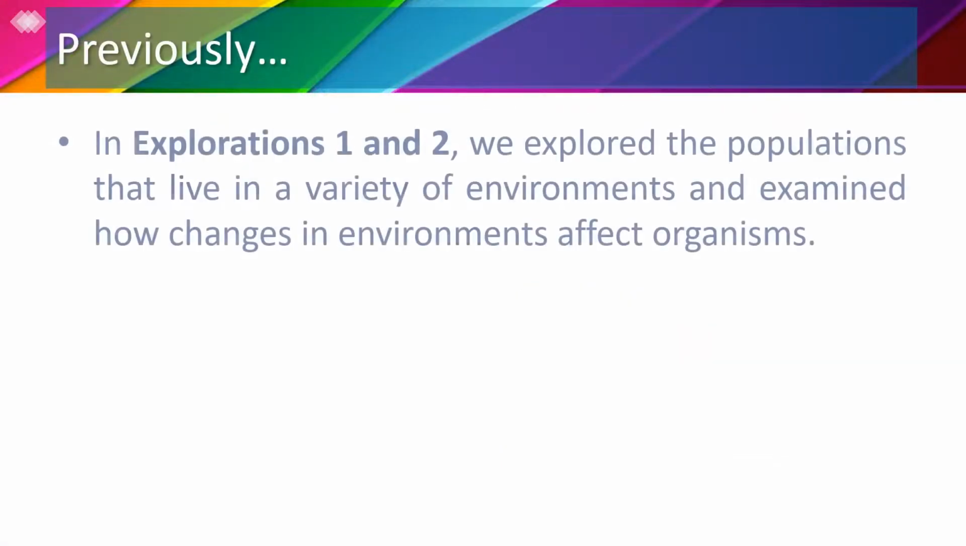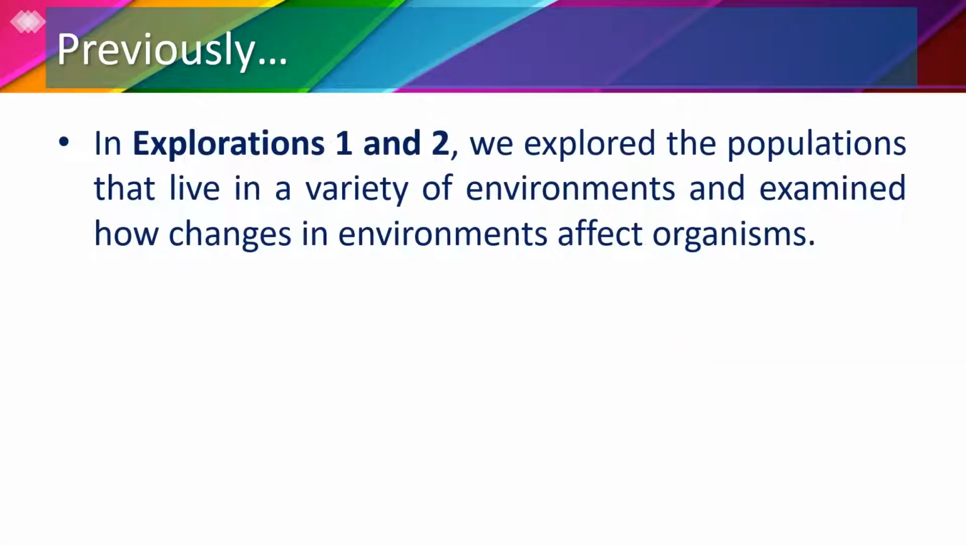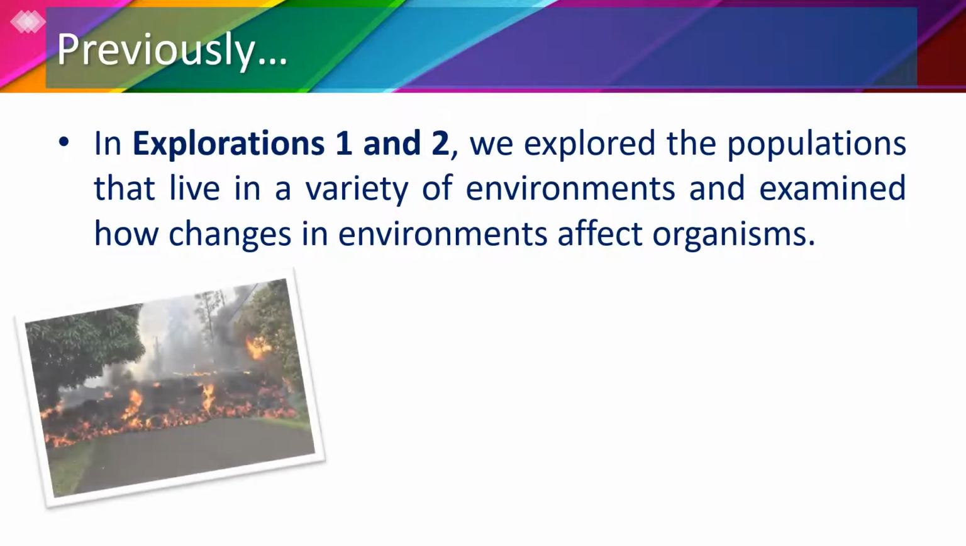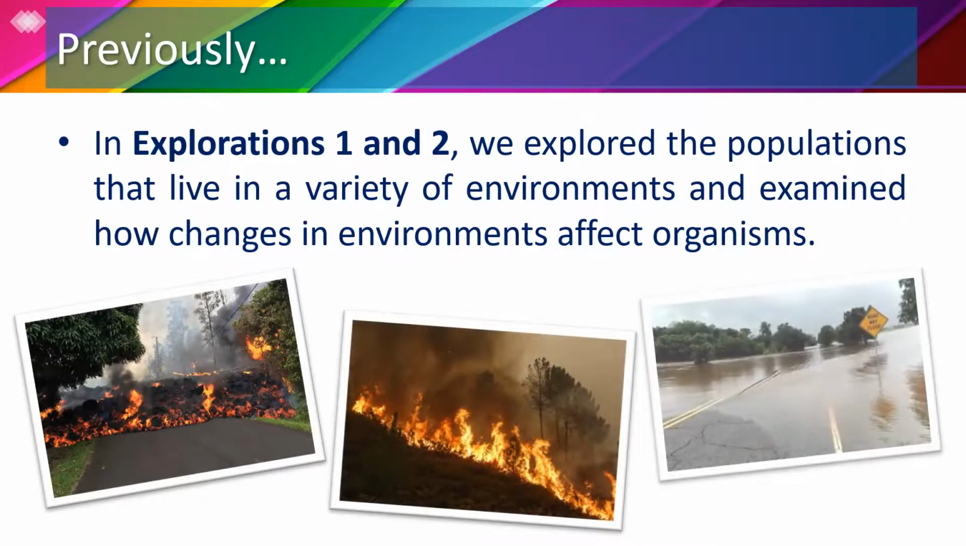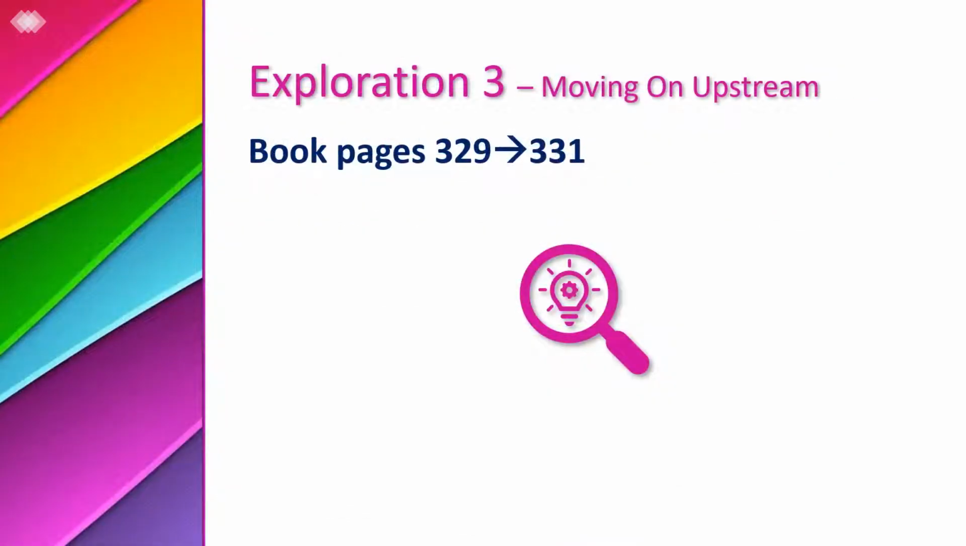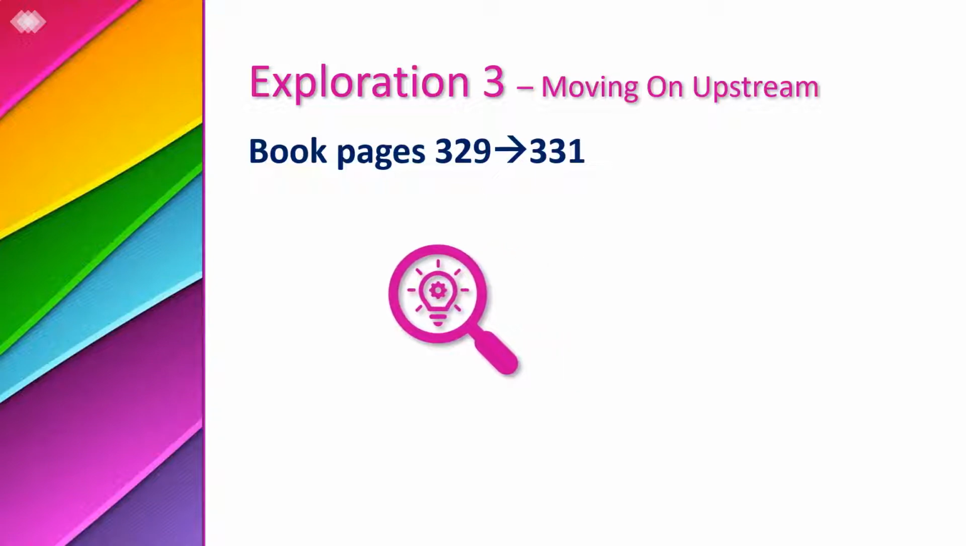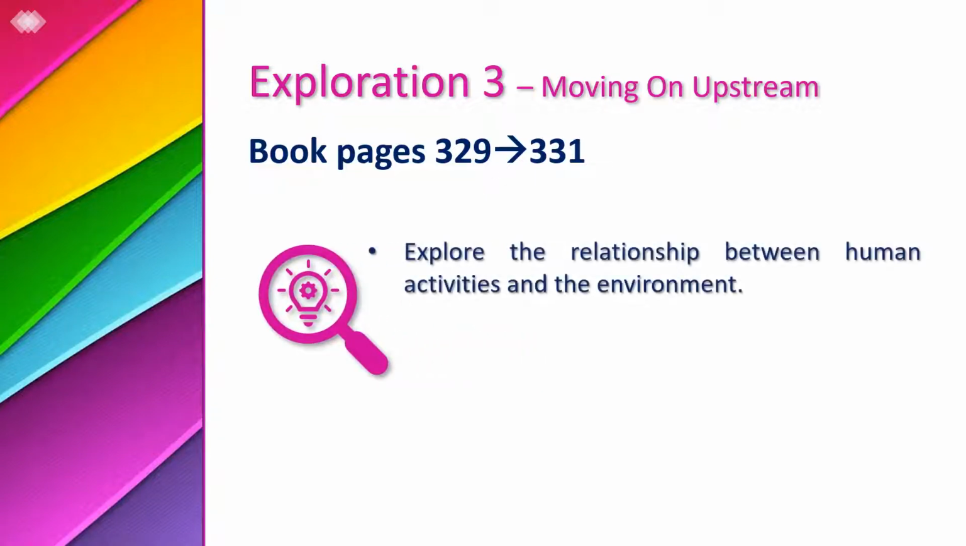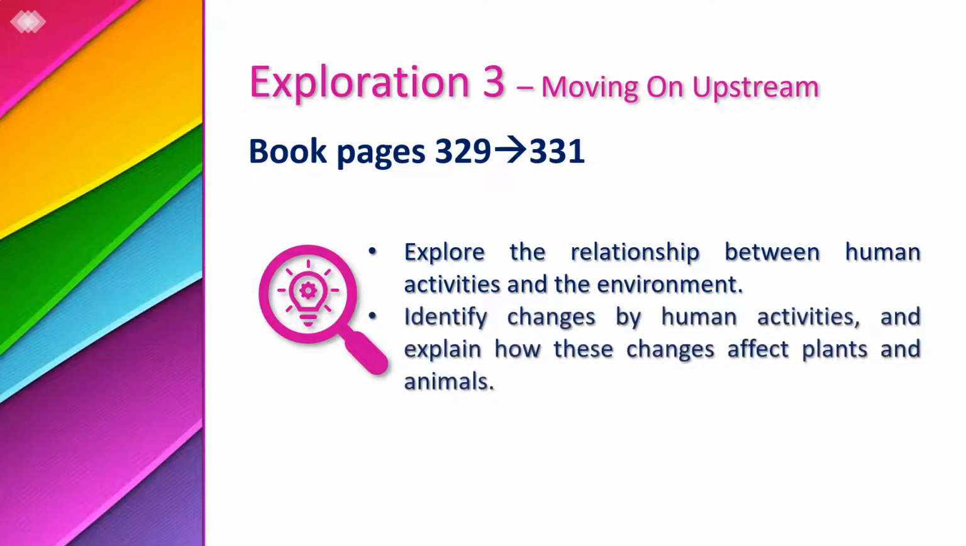Previously in Explorations 1 and 2, we explored the populations that live in a variety of environments and examined how changes in environments affect organisms. In Exploration 3, we're going to explore the relationship between human activities and the environment, and we're going to identify changes by human activities and explain how these changes affect plants and animals.